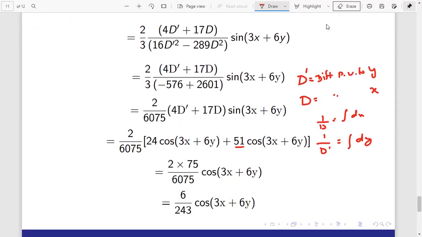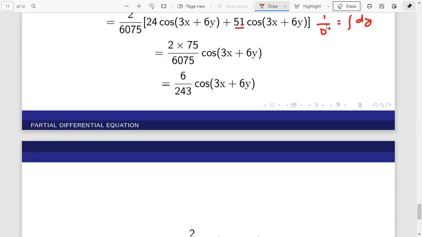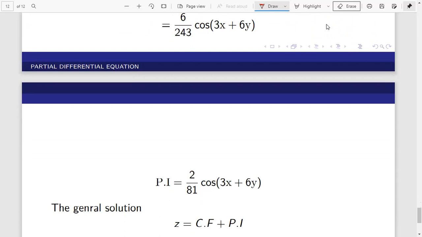Just take the common terms. Take cos 3x plus 6y common and simplify, you will get 2 into 75 by 6075. Try this simplification, you will get 6 by 243. And again you can simplify this, you will get 2 by 81 cos 3x plus 6y. So this is the particular integral, as I already discussed this problem in the previous method. Both methods give the same answer, and you can write the general solution as the complementary function plus the particular integral.